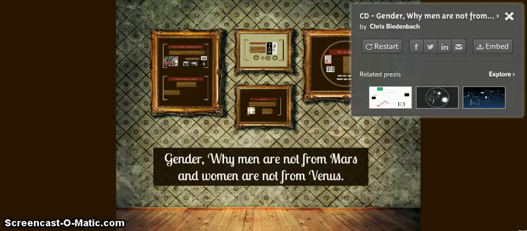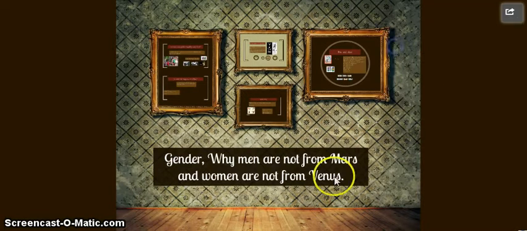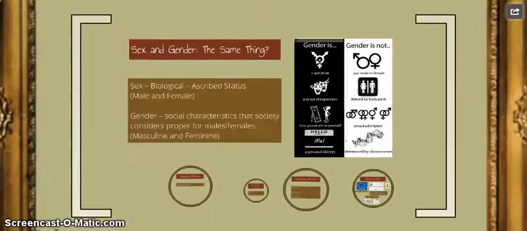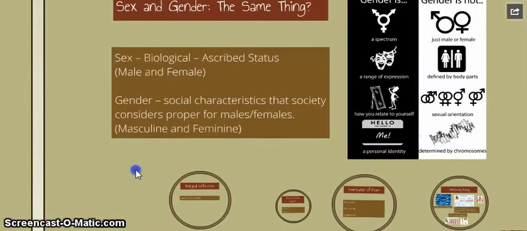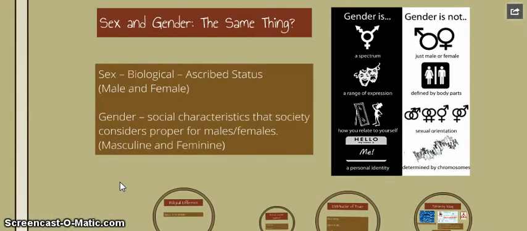So oftentimes you'll see these variables used, which are sex and gender. So people will say, what's your sex, what's your gender? And oftentimes in the real world, people are using them interchangeably. In the sociological world, the more scientific world here, we actually see these as two different variables.